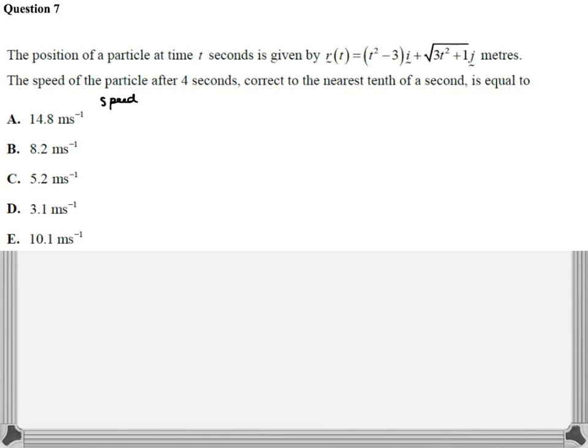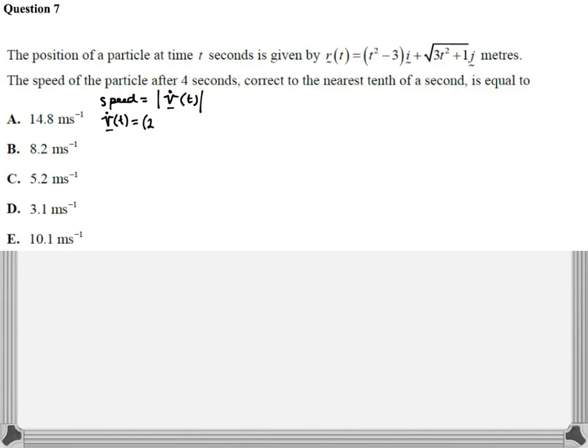So, question 7, the position of a particle at time t seconds is given by this position vector function, and the speed of the particle after 4 seconds we have to find correct to the nearest tenth. Okay, so first off, what do we know about speed of a particle? Let's get that definition down. Speed of a particle is the magnitude of r dot, which is the magnitude of the velocity vector.